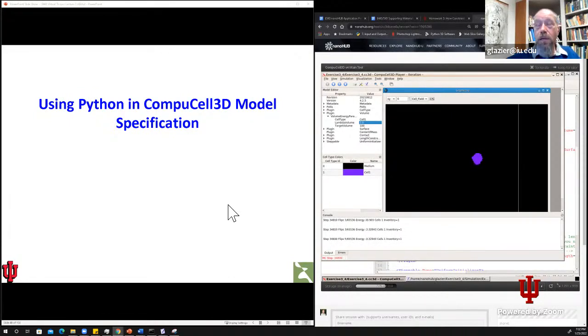And so I'm going to be talking about using Python in model specification. And we'll use Python to do things like cell division. We'll use Python to do things when we want to do analysis, when we want to plot things, when we want to save files. And we're going to use Python when we want to go in and change things in particular ways. The cell's going to differentiate. The cell's going to change its adhesion. The cell's going to grow. All of those kind of dynamic things are going to be specified in Python.